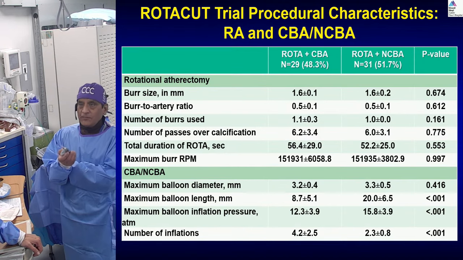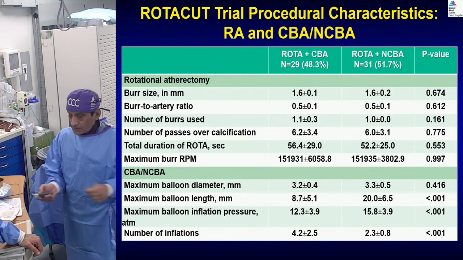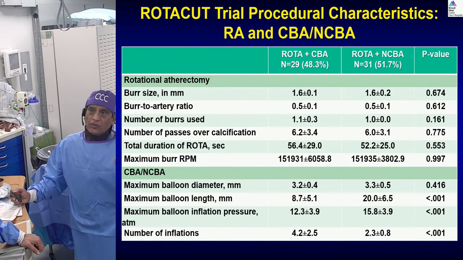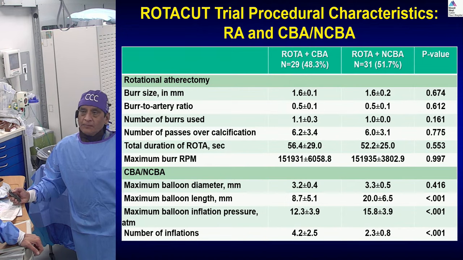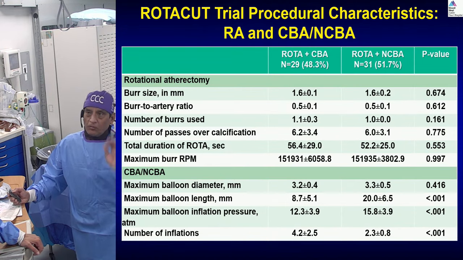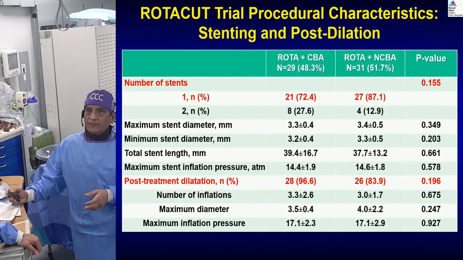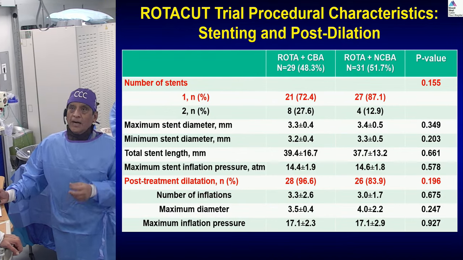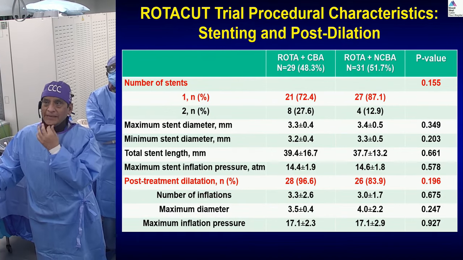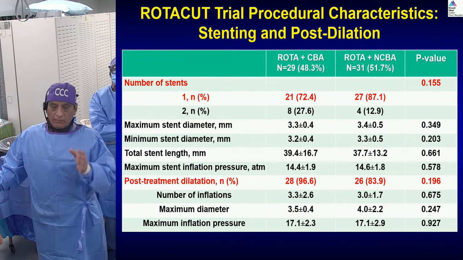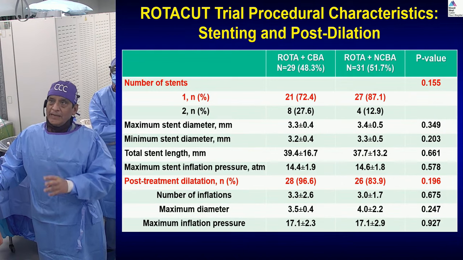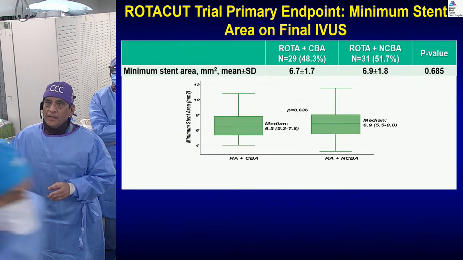maximum balloon pressure. We all know that with a cutting balloon, because of the product label, we could not go more than 12 atmospheres, whereas we usually go 20 atmospheres all the time. But in the trial, we could not go more than 12 with the cutting balloon and 16 atmospheres with the non-compliant balloon. That was basically the difference, along with more frequent inflation, but otherwise no significant difference in technique. Post-stent dilatation was a little more in the cutting balloon group versus the non-compliant balloon group.